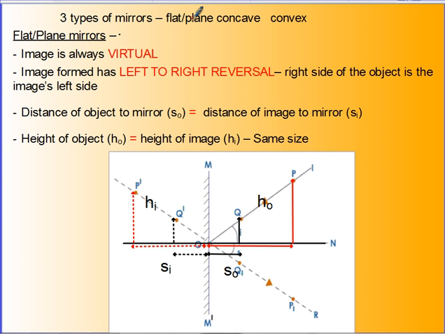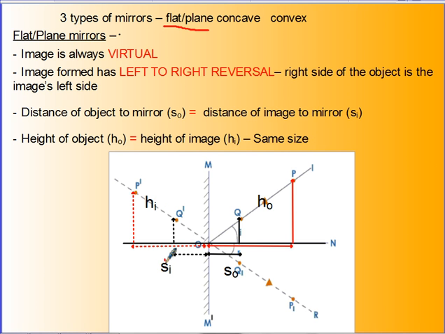Now there are three kinds of mirrors. The first is a flat or a plane mirror. Now for a flat or plane mirror, the image is always going to be virtual, so it's always going to be behind. Imagine you're standing in your bathroom and your mirror is against the wall. You appear to be behind the mirror, even though you're not, in your yard or in your kitchen or wherever. The image appears to be behind wherever your mirror is. Now the image also has left to right reversal. You raise your right hand, your image raises its left hand.